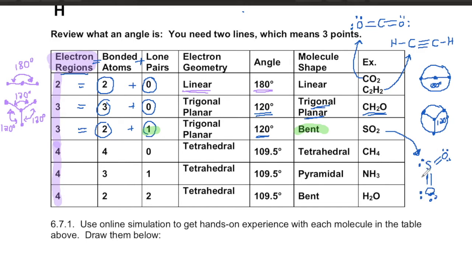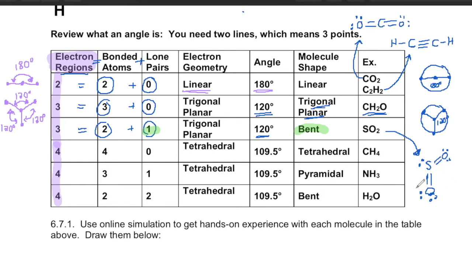So let's take a look at this SO2 molecule. We still have this pizza cut into thirds as the electron geometry. So these electrons in the lone pair are separated far away from this double bond and this double bond. So this is like a pizza cut into thirds, just like this molecule was.